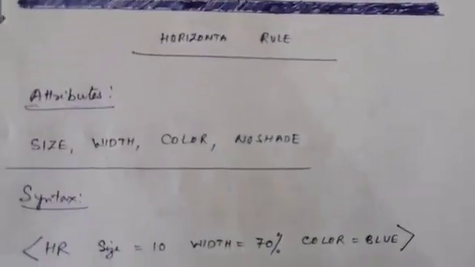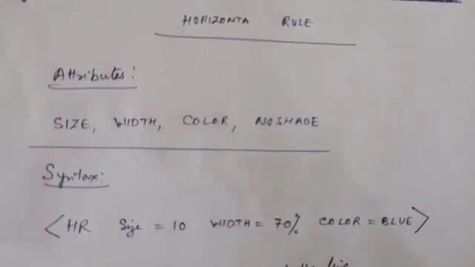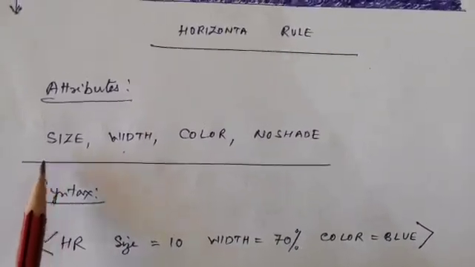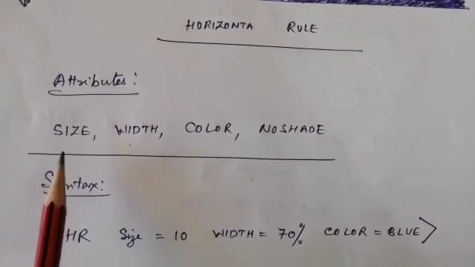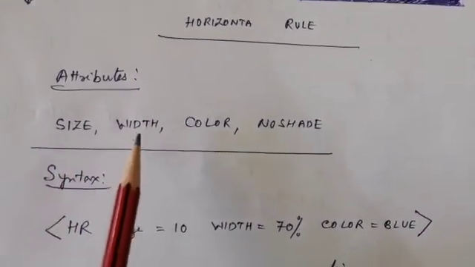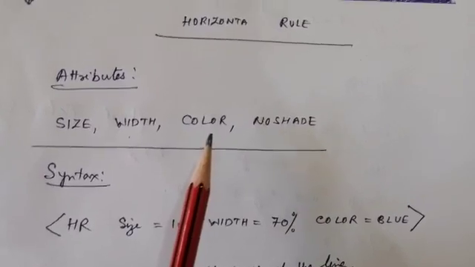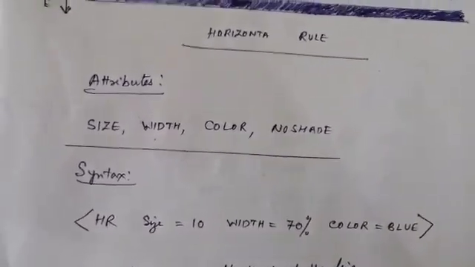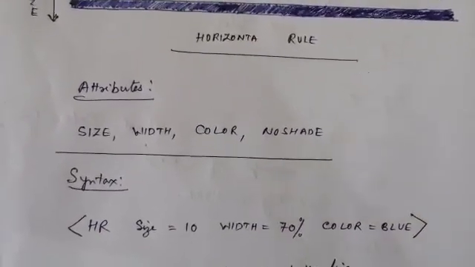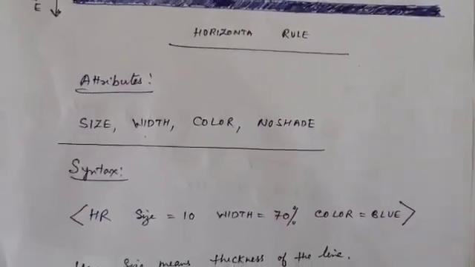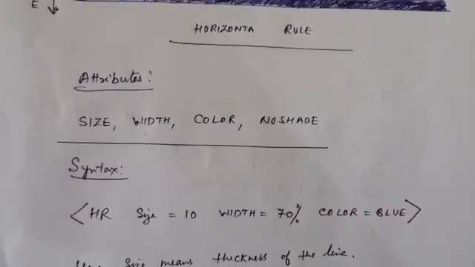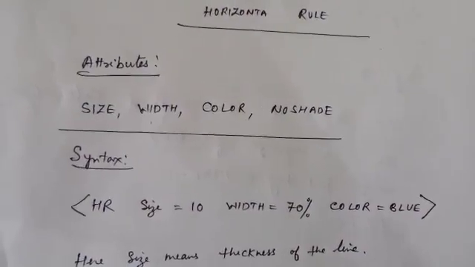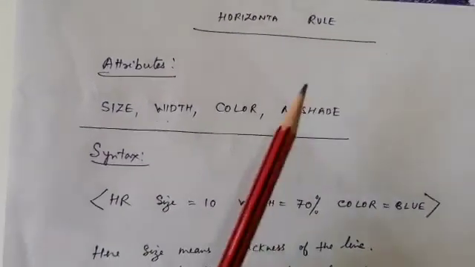Now the different attributes which we can use with this horizontal rule are size, which is left to right, size means width of the line, length of the line, color of the line, and no shade. No shade means by default it gives you shade, one shade will appear, but no shade means it will not show you that shade, that shadow, with the horizontal rule.